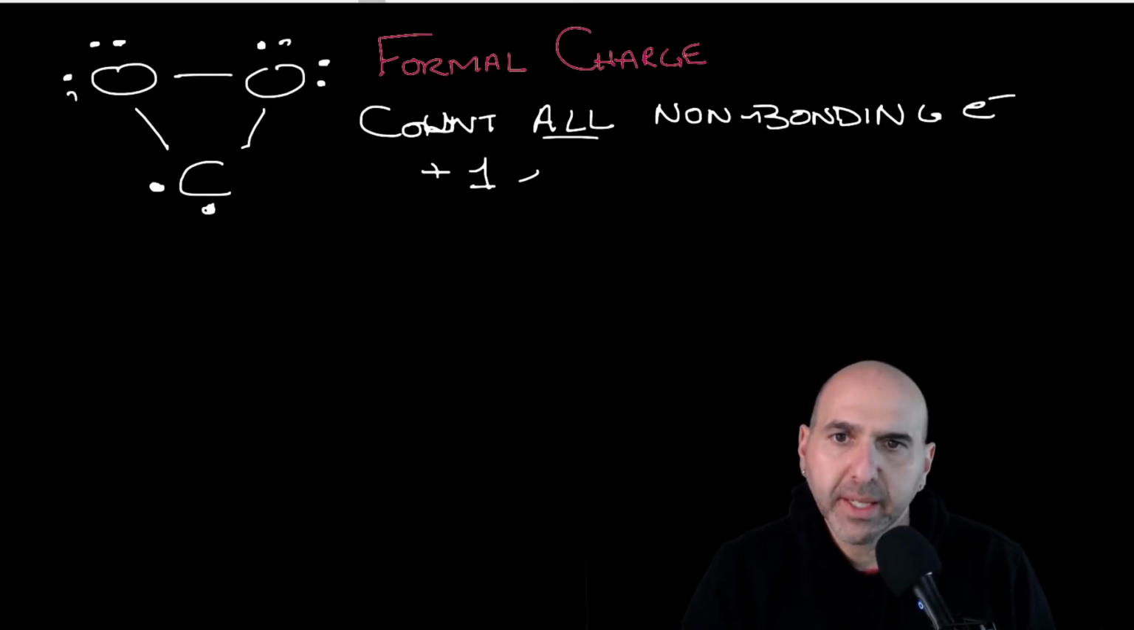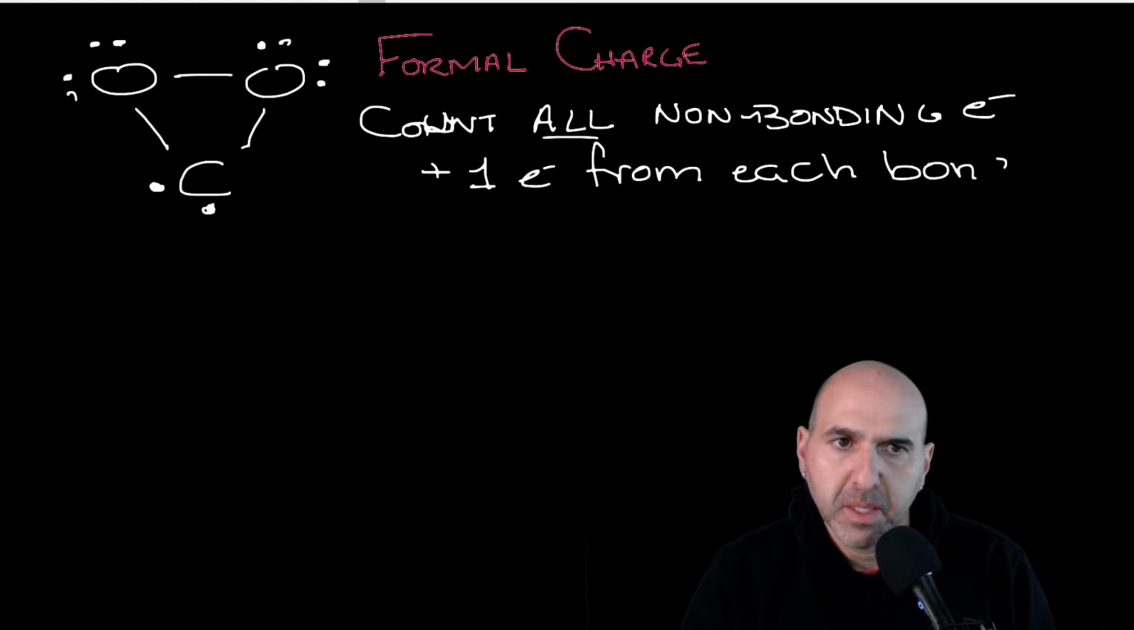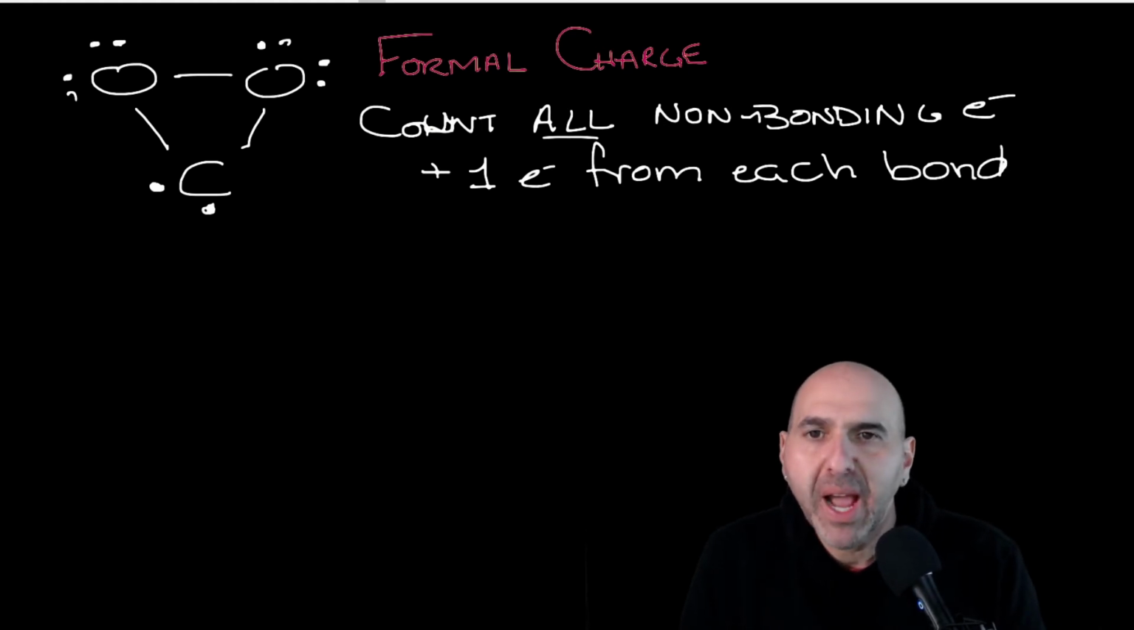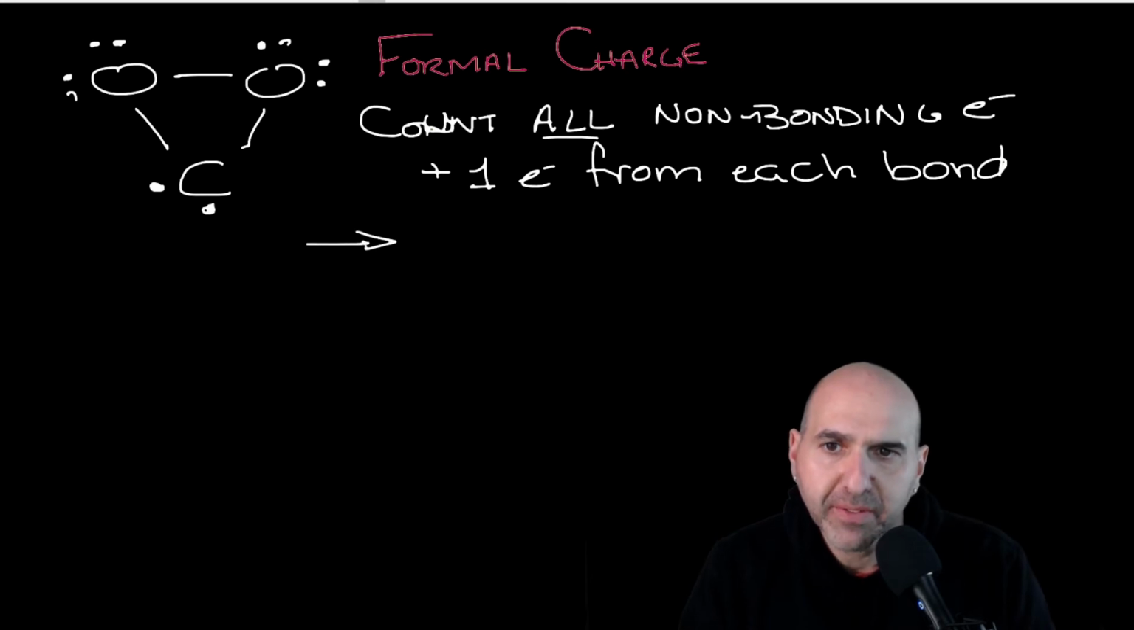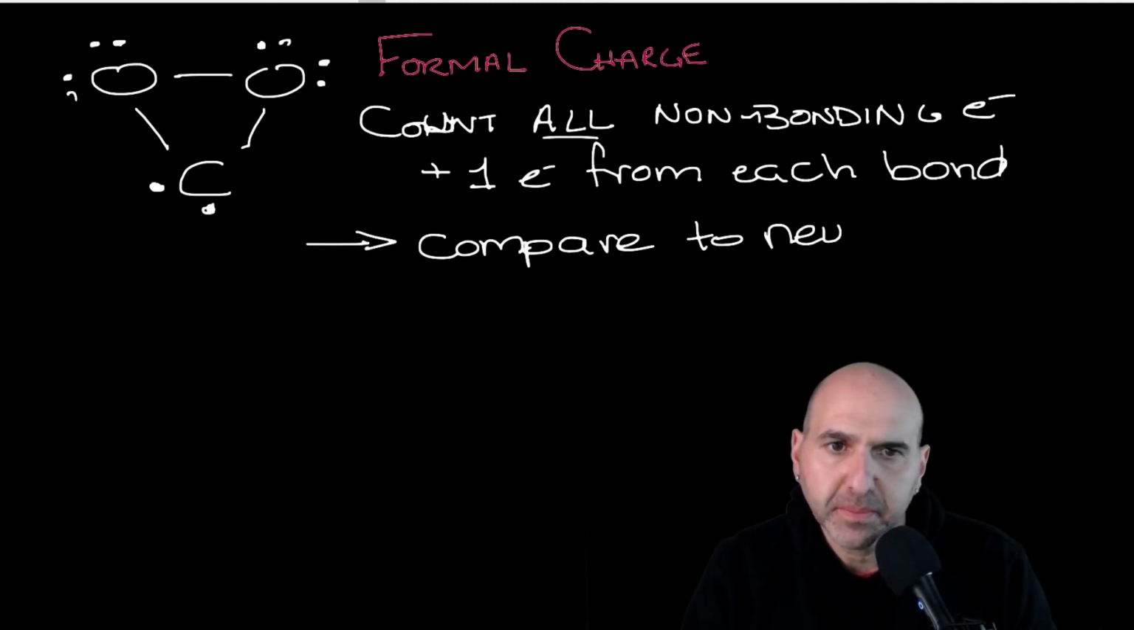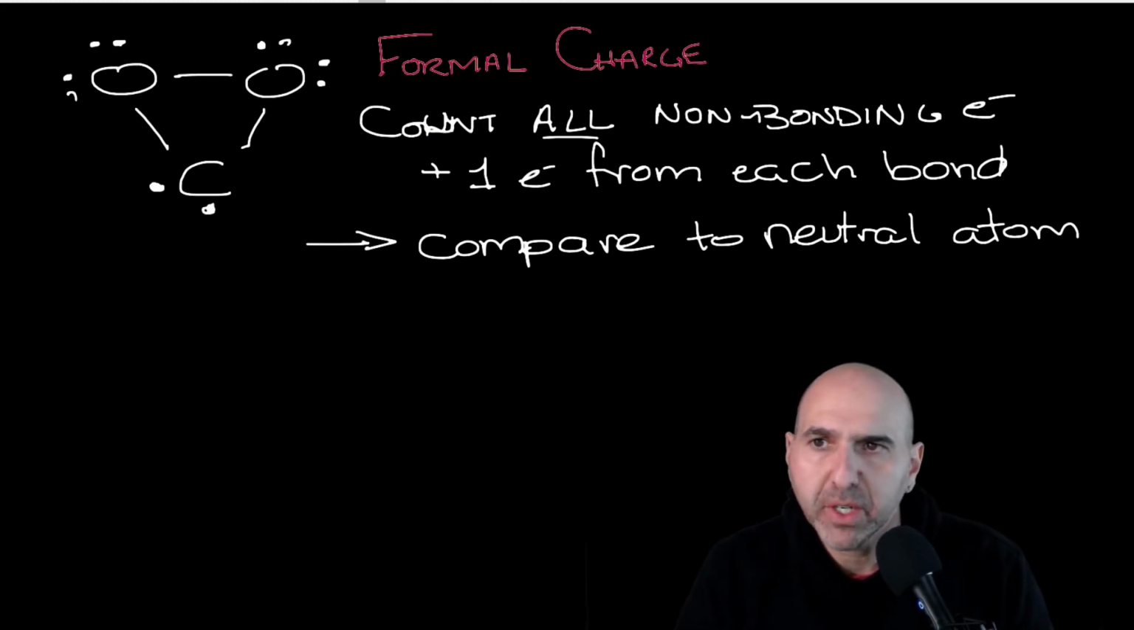And 1 electron from each bond. But there's an additional step after we count. What we have to do is compare that to the neutral atom. So what does that mean for us? Well, let's look at this oxygen atom here.